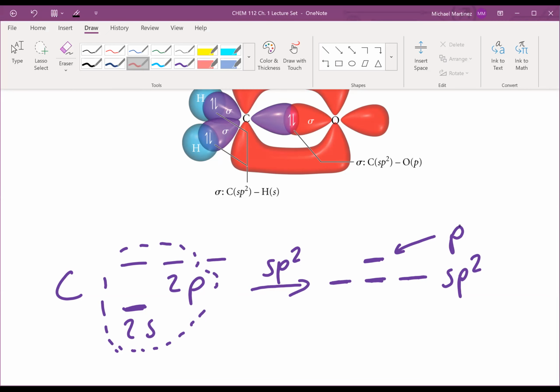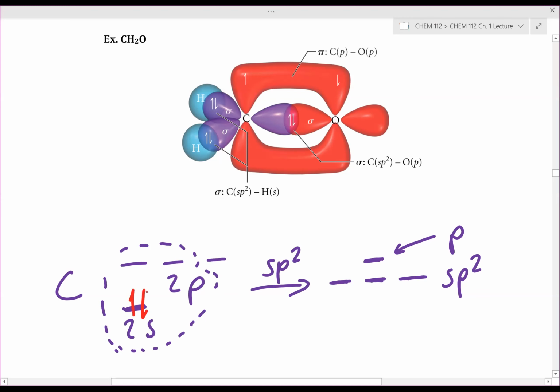Considering that carbon has 4 valence electrons, so we have 4 electrons in these valence orbitals, where do we place these 4 electrons if we wanted to maximize bonding? If we wanted to maximize, 1 each, exactly. So if we just placed it from lowest to highest energy, we'd end up with the following arrangement. This is not 100% correct.